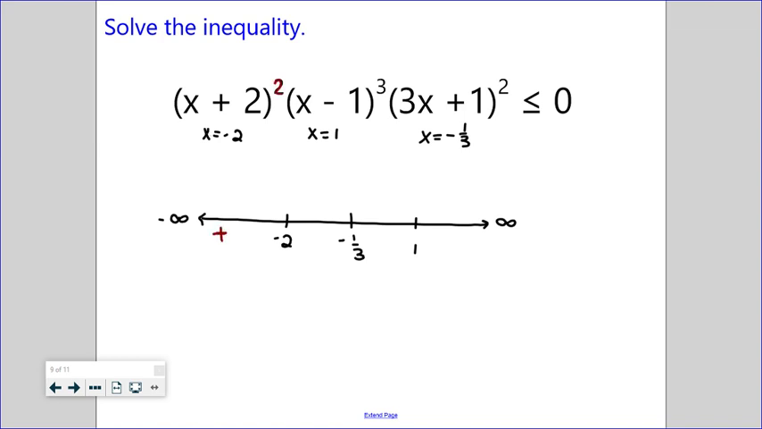And this first parentheses is squared. Doesn't that mean that every time I plug something into it, it's going to turn out positive, regardless of what that thing is? Same thing happens with our last one. When I plug a negative 10 into 3x plus 1, it's going to be a negative number, but as soon as I square it, it comes out positive. So really, the only one that has an impact on our answer is this one in the middle, because it's cubed, and anything odd will keep the same sign.